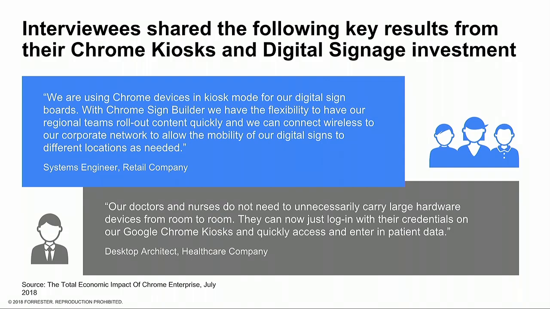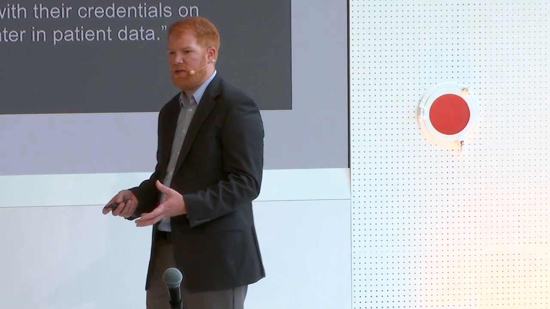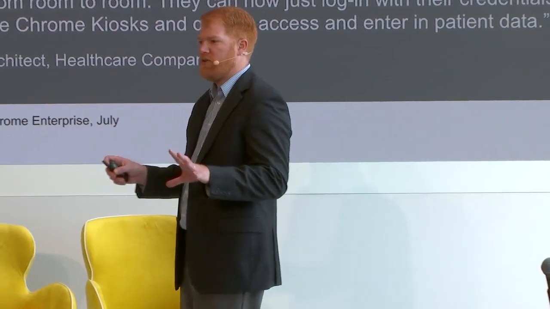So just a couple quotes of how these organizations are using kiosks and digital signs. One came from a systems engineer at a retail company that said, "We're using Chrome devices in kiosk mode for our digital signboards. With Chrome Sign Builder, we have the flexibility to have our regional teams roll out content quickly, and we can connect wirelessly to our corporate network to allow the mobility of our digital signs to different locations as needed." Okay, that was a mouthful there, but what they're really saying is that they now have centralized control of what's being displayed on those signboards. And they can quickly and easily connect them all through the cloud and push out the content that they need on those signboards.